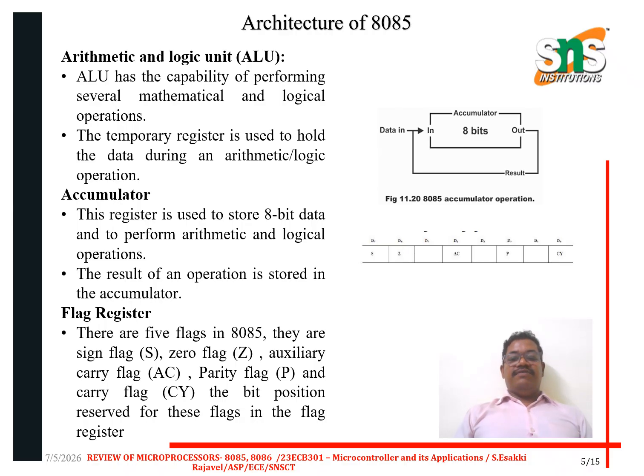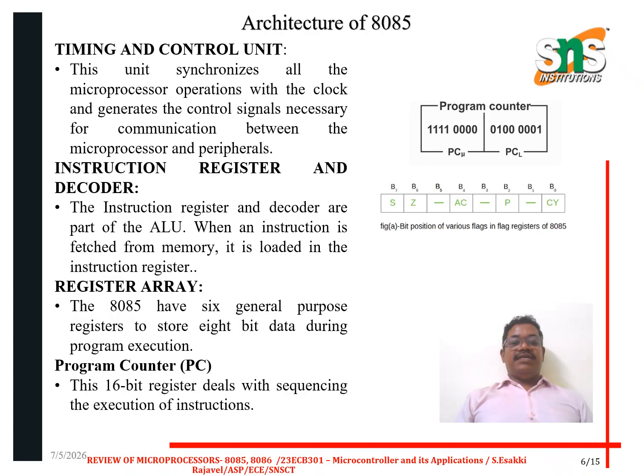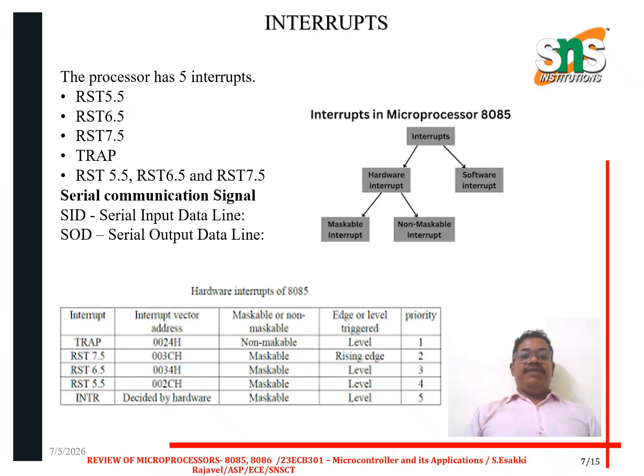So here we have 5 flag registers: one is the sign bit, another is the zero bit, another is the auxiliary carry bit, the parity bit and the carry flag. So these are the basic instruction units that can be used in the 8085 processor. An 8-bit program counter is used and it can be converted to a 16-bit program counter. And interrupts can be divided into 5 types: RST 5.5, RST 6.5, RST 7.5 and TRAP.